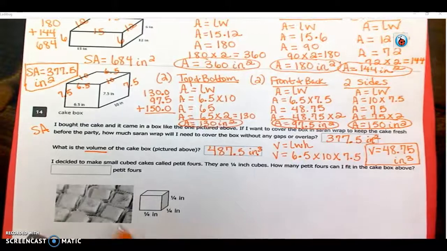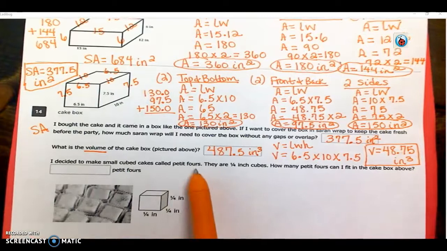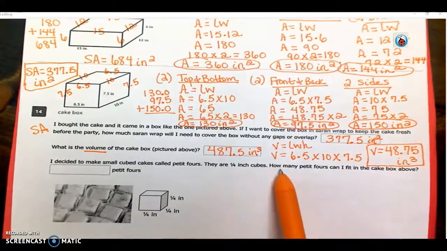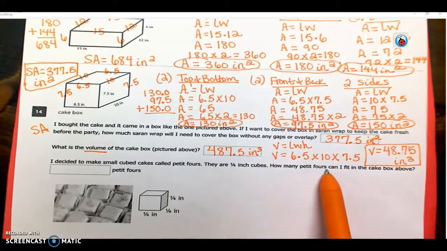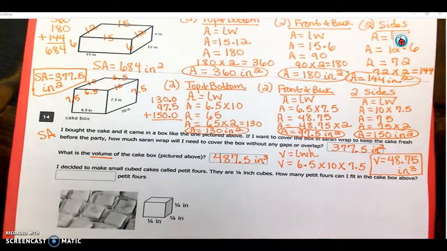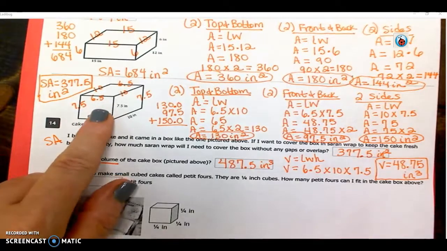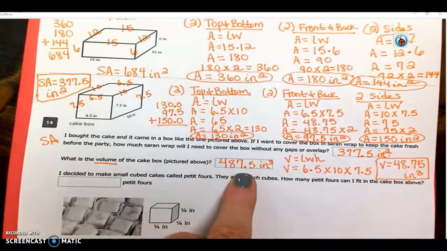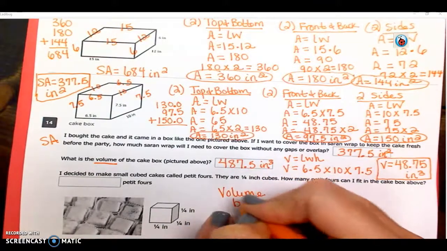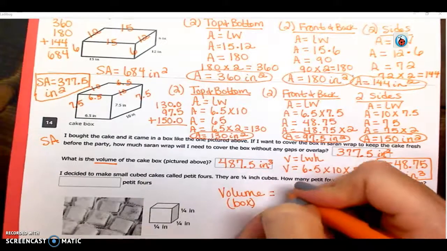All right. And last but not least, it says, I decided to make small cubed cakes called Petit Fours. They are a 4-inch cube. How many Petit Fours can I fit in the cake box above? Okay, so we need to know if we're going to be filling the box, that's going to be volume. We just found the volume of the box. So I'm going to put volume of the box.